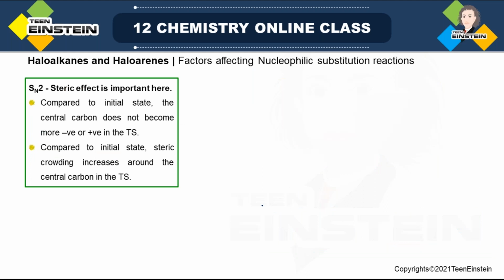Next we'll see that same thing, but now for SN2. But for SN2, as we have already seen, the steric effect is important, not the electrical effect, because there is no carbocation, so no question of carbocation stability. Compared to the initial state, meaning RX, the central carbon does not become more negative or more positive in the transition state. What is the meaning of this line?